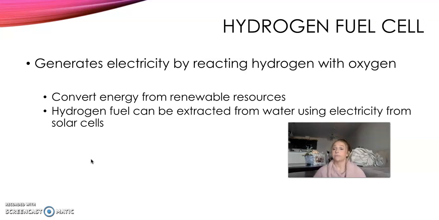Then we have hydrogen fuel cells. It generates electricity by reacting hydrogen with oxygen and converts energy from renewable resources. So hydrogen fuel can be extracted from water using electricity from the solar cells. This one is not used as much, but the end products of fuel cells are water, so it's non-polluting, meaning for transporting energy. So a great thing about this, it's non-polluting to our environment.